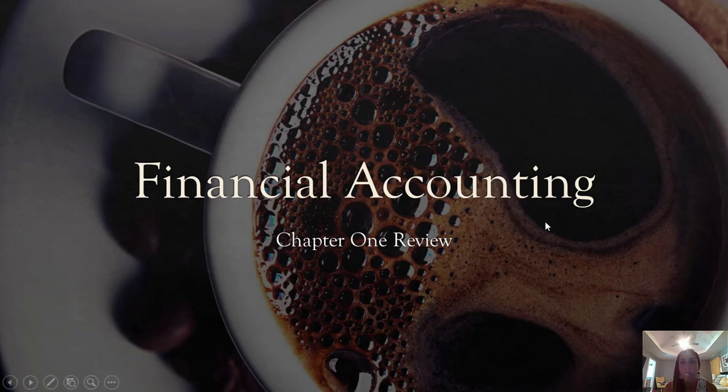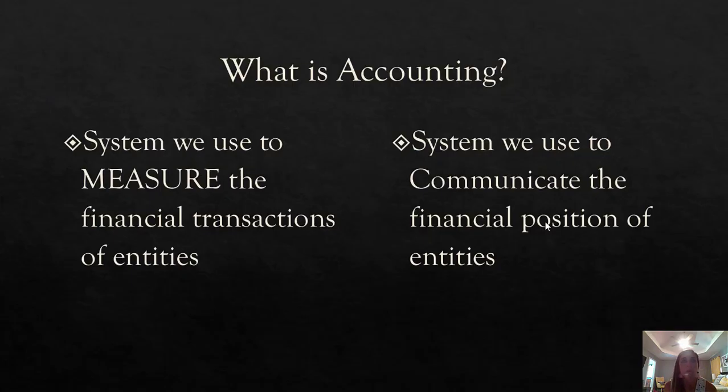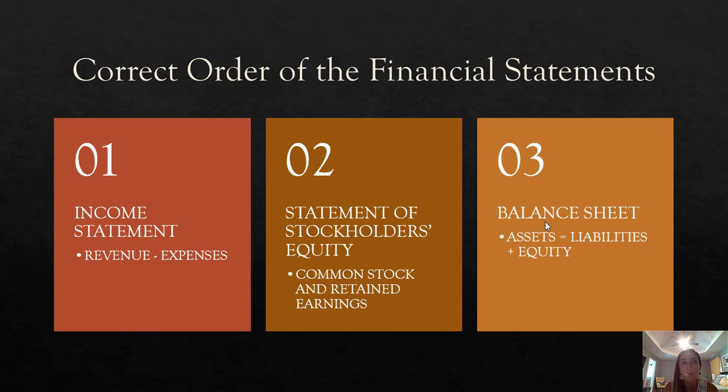Chapter 1 was about your concept of what financial accounting is. We use this system that you're learning in this class to measure and communicate all the financial summaries, transactions, and positions of a company. The three main financial statements are your income statement, which is created first. It only lists revenues and expenses. Do not add cash or payables or any other assets to that statement.